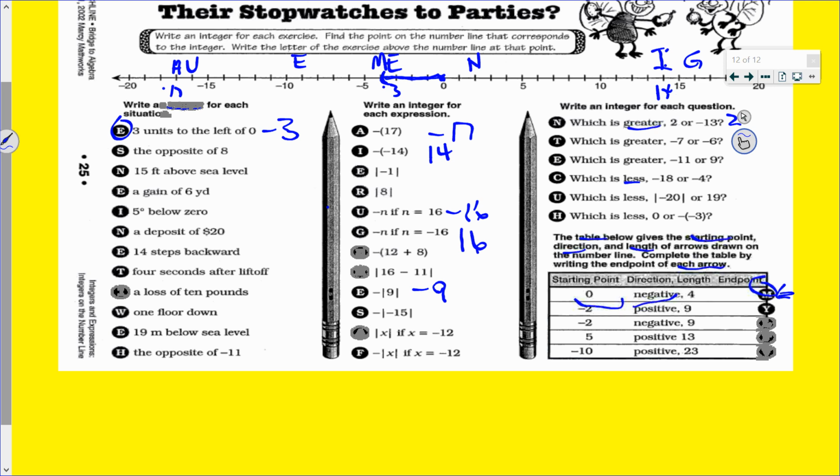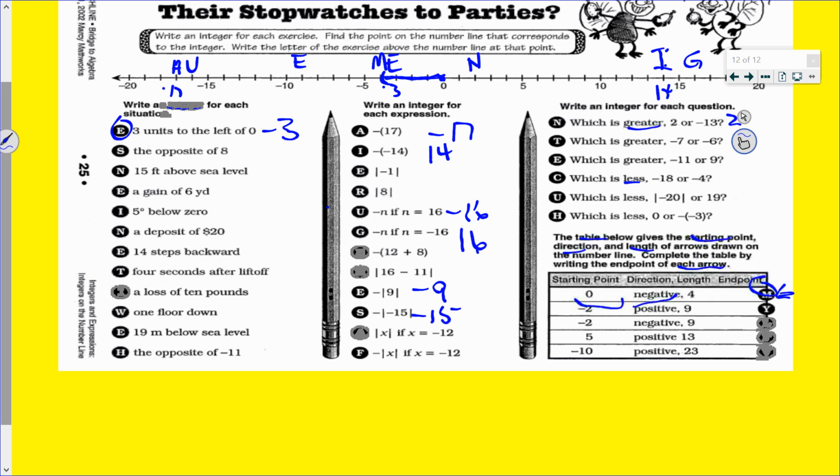You pretty much take away the brackets. No, you're not taking away the brackets. If you look at it, you're reading that as the opposite of the absolute value of 9. You're not taking away the brackets. Because in this case, what's the absolute value of negative 15? 15. What's the opposite of 15? Negative 15. I can't just take away the brackets.